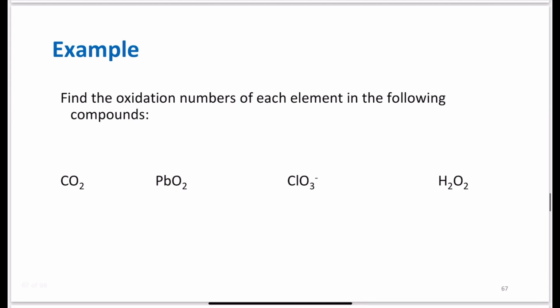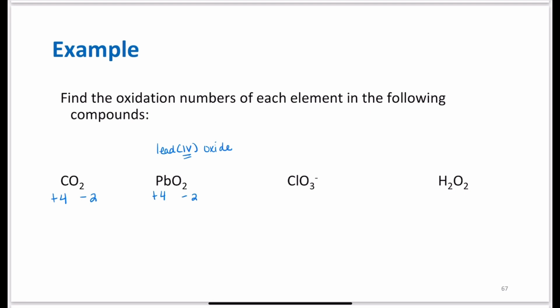Okay. Find the oxidation numbers of each element in the following compounds. CO2. The species listed second gets its preferred charge unless it literally can't do it, such as in peroxide. Oxygen wants to be a -2. There's 2 of them, so the carbon has to be +4 here. Lead 4 oxide. Notice the name there. Lead 4 oxide. Oxygen, -2. There's 2 of them, so lead has to be +4. The name told me the oxidation number.